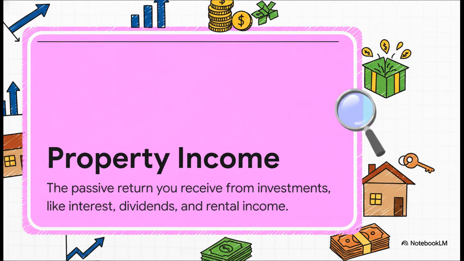In the world of taxes, this is what's called property income. It's basically the money you make passively from your assets. We're going to break down the three big ones. You've got interest from things like bonds or GICs, dividends from your stocks, and of course, income from rental properties. And spoiler alert, each one is taxed in its own unique way.